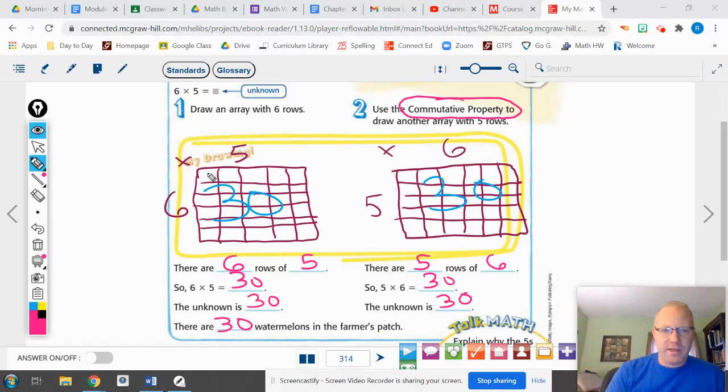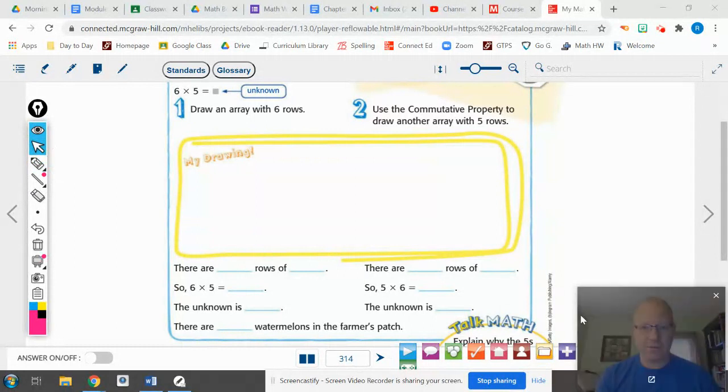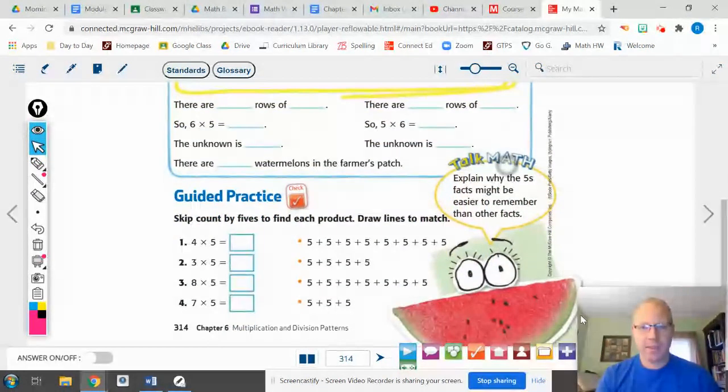So if you were to consider that each one of these is a watermelon, you're saying that he could have 6 rows with 5 watermelons, or he could have 5 rows with 6 watermelons. But it doesn't matter which way he does that, he's going to have 30 total watermelons. Hopefully you see that and understand why we are doing it. We're just showing that you can flip the numbers in multiplication and get the same answer.